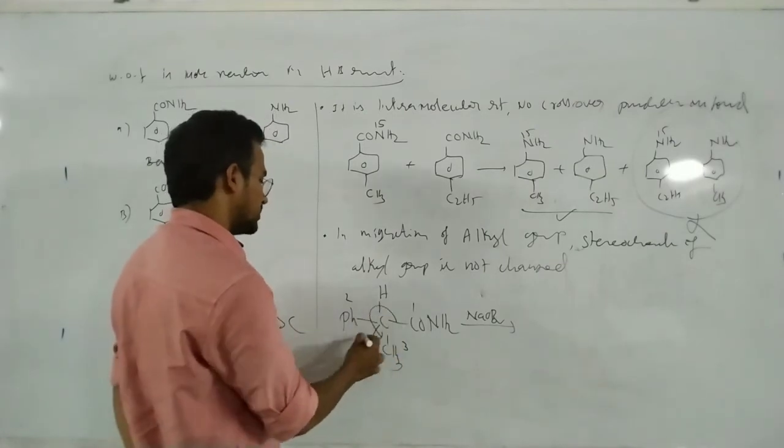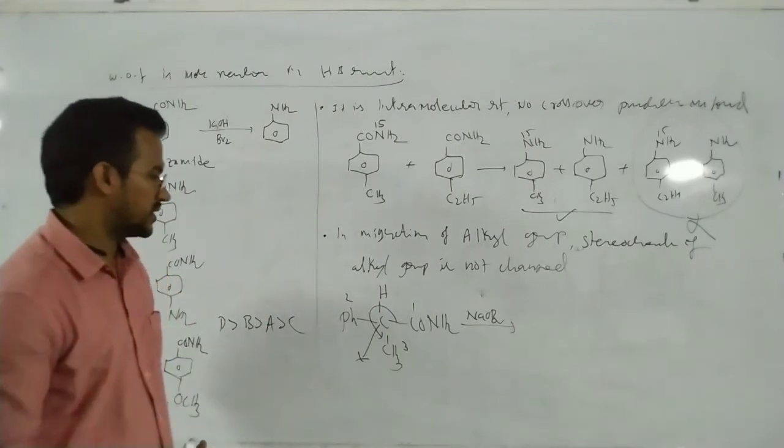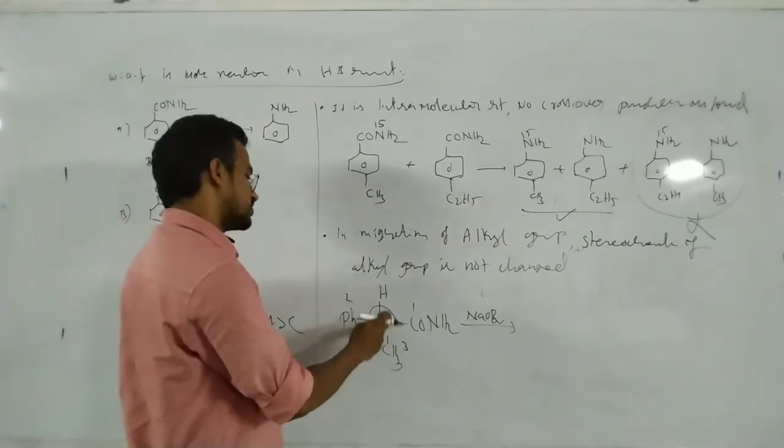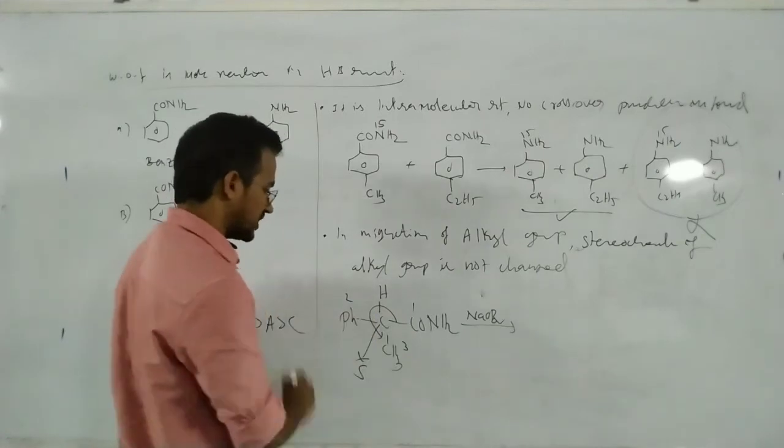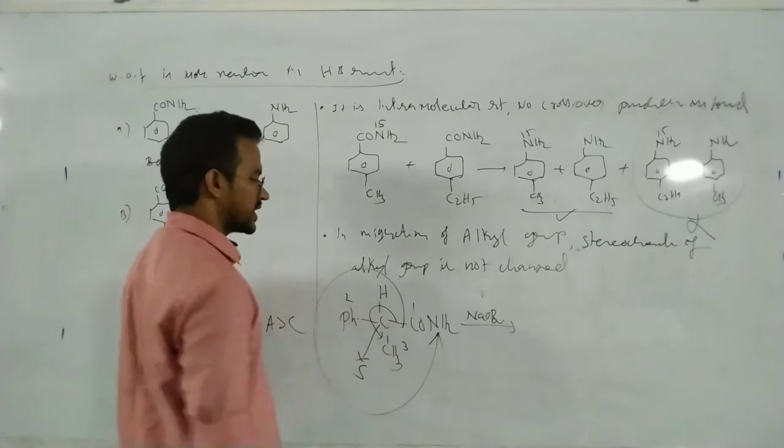1 to 2, 2 to 3, and on the vertical line there is a hydrogen, the least priority group. So here this rotation is the anti-clockwise rotation. So this one is the S configuration. Now here this alkyl group is migrated towards nitrogen.